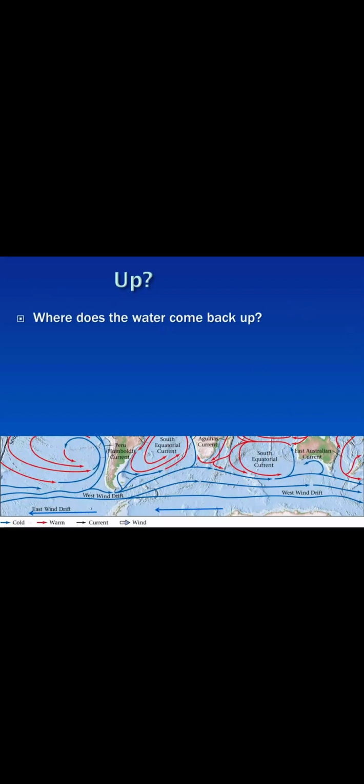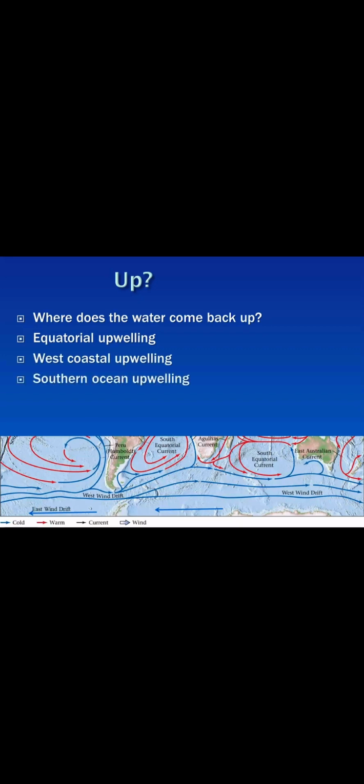So we've got sinking in the North Atlantic and sinking around Antarctica, but we also have equatorial upwelling. Remember that? We also have West Coast upwelling. We have Southern Ocean upwelling. Let's talk about that one, Southern Ocean upwelling. How does that happen? And by the way, the oldest water comes back up in the North Pacific, and we'll talk about that in a moment. Let's do the Southern Ocean upwelling.